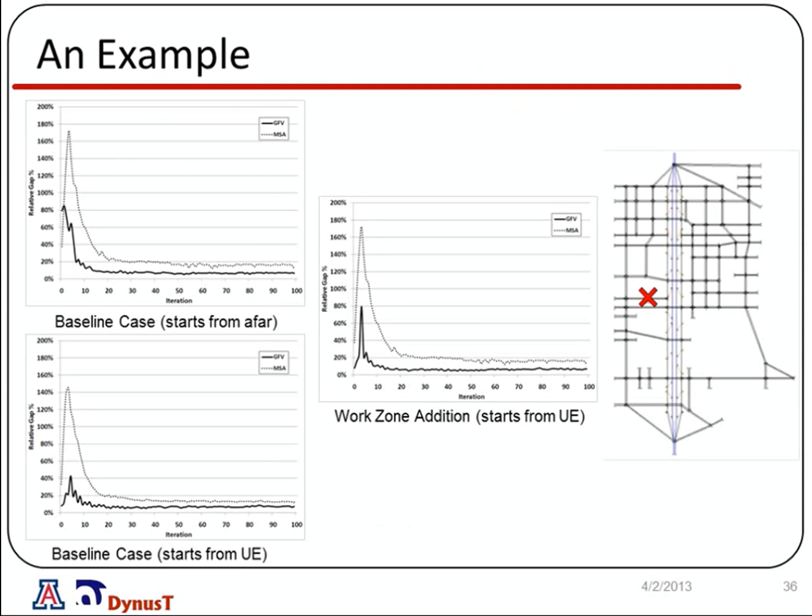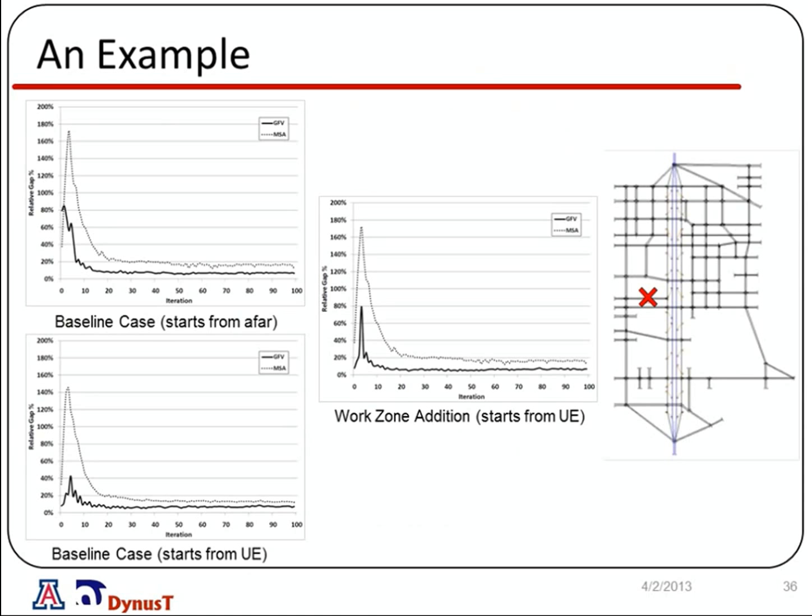The dotted line represents the MSA method, while the solid black line shows the GFV. The y-axis represents the relative gap, and as more and more iterations are completed, the gap starts stabilizing and reaches a minimum value. As you can see, the GFV is able to converge much better than the MSA algorithm, and even after 100 iterations, the MSA model's gap is still changing.